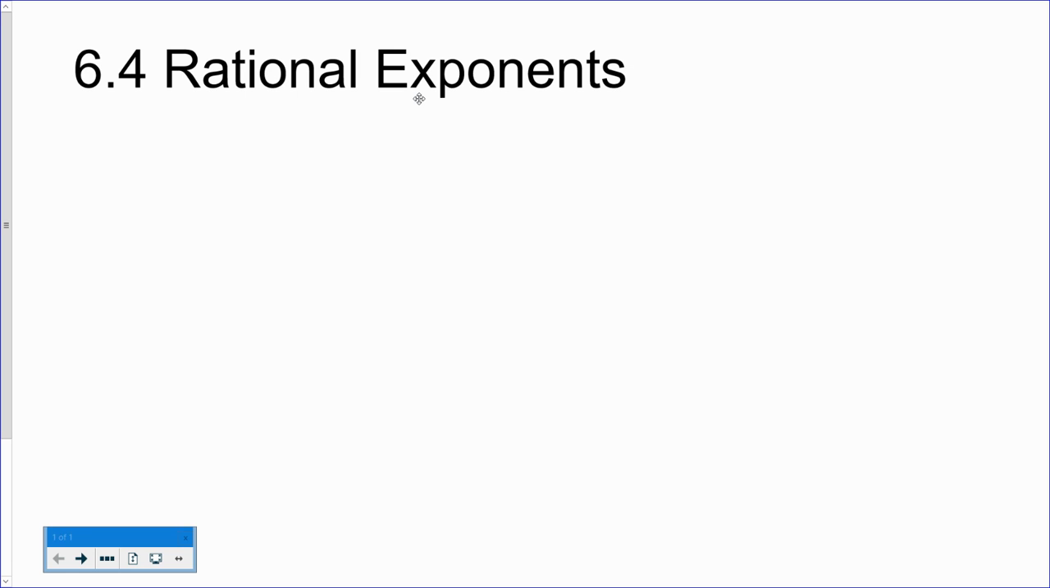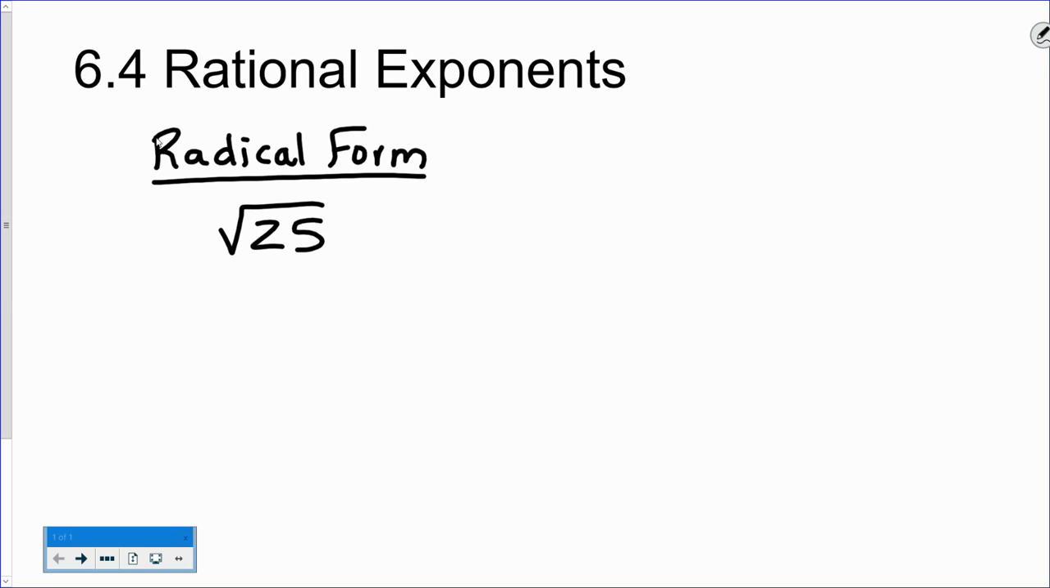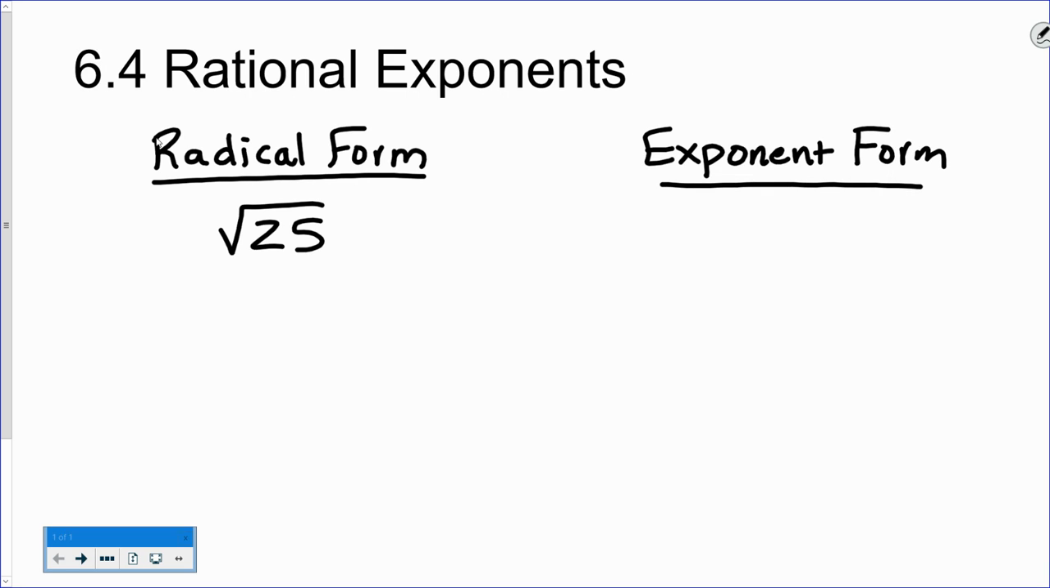Okay, today's lesson is on 6.4, rational exponents. Another way to write a radical expression is to use a rational exponent, or a fraction. When we have any kind of radical, for example, the square root of 25, that has an exponent form, which can be written as 25 to the 1/2 power.